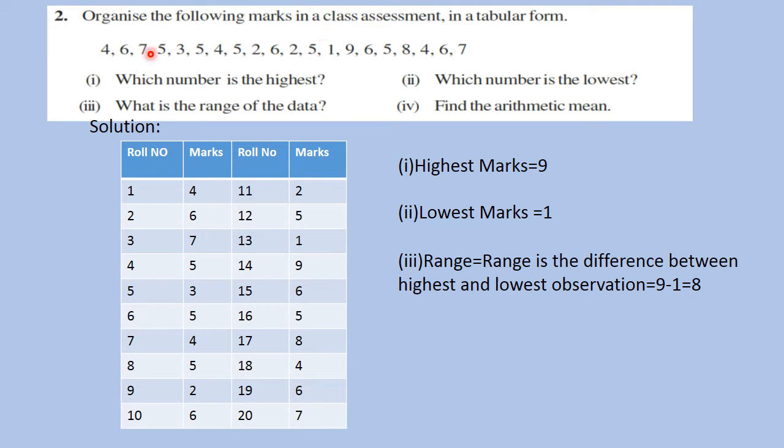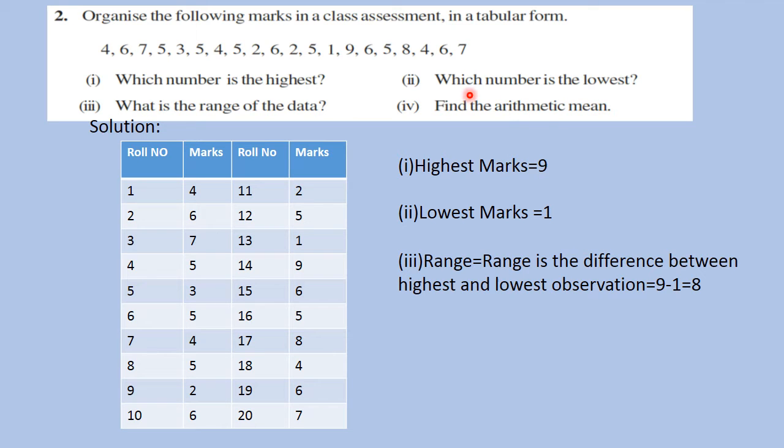Okay. Now after arranging it, it will be easier to find whatever required data we would like to find. So here, which number is the highest? Among all these, which number is the highest? Observe all observations. You have to see in marks, not in roll number. You have to find which number is the highest number in marks. So what is the highest number? 9. 9 is the highest mark.